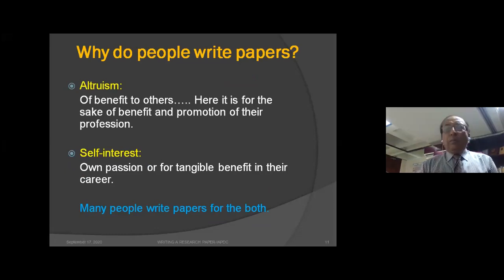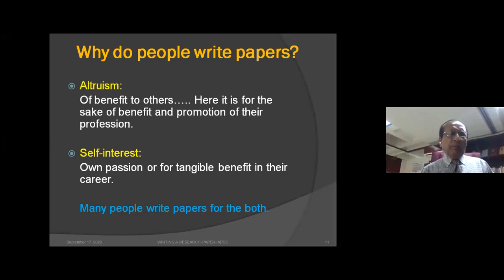Why do people, and engineers in particular, write papers? What is the underlying reason? It is quoted that there are generally two underlying reasons. One is called altruism, that is, giving benefit to others. In this case, it is for the benefit of the profession, for the promotion of the profession. So that is the big objective, very good.